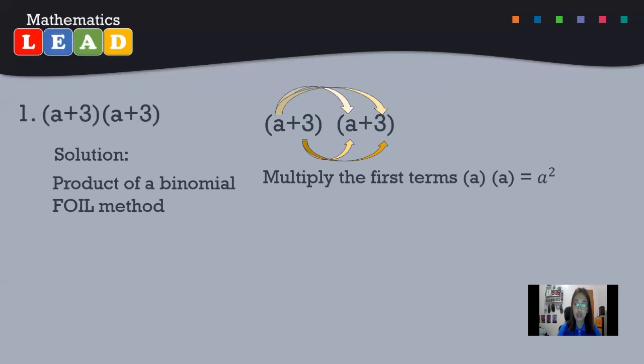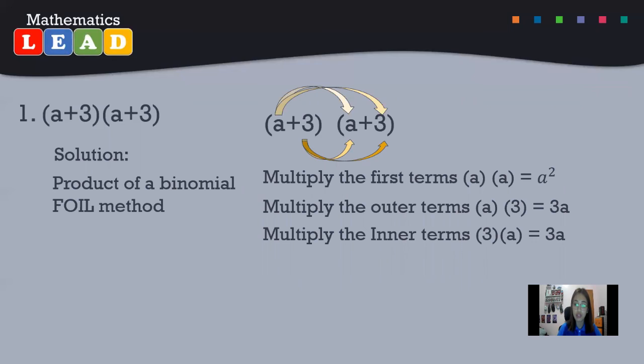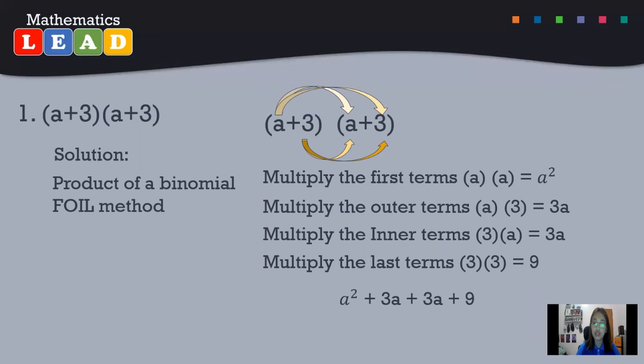Multiply the first terms, we have a squared. Outer terms, we have 3a, and then multiply the inner terms, we have 3a also, and then multiply the last terms, we have 3 times 3 equals 9. Then combining all the products, we have a squared plus 3a plus 3a plus 9, and then we just combine the like terms. That's why we have the final answer of a squared plus 6a plus 9.